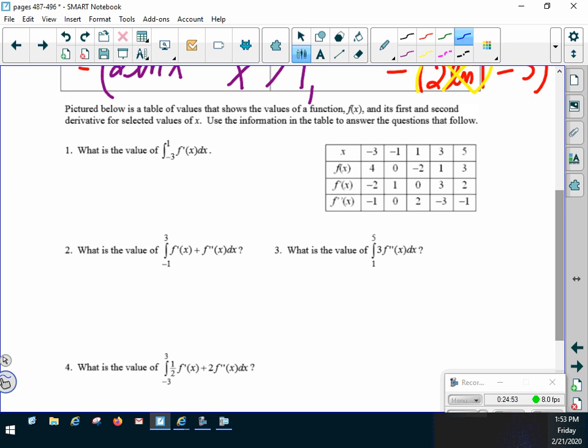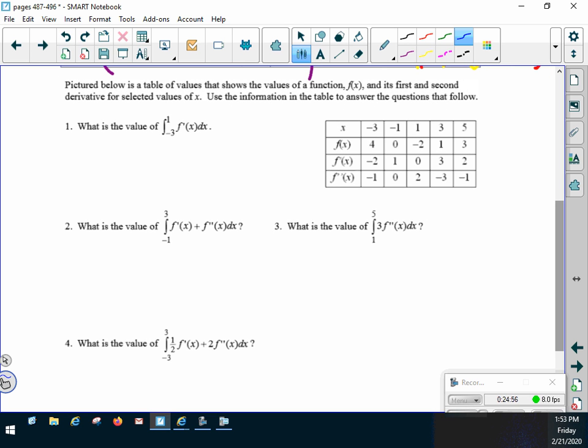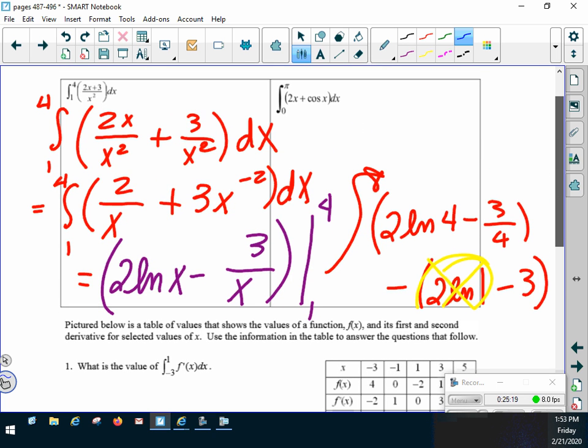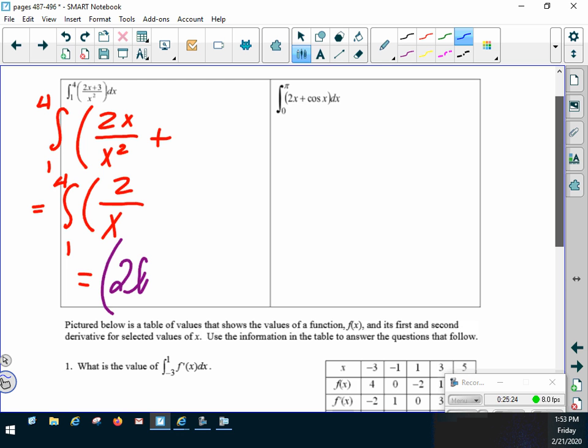Now we're going to go at this from a table. Pictured below is a table of values that shows the values of f, f prime, and f double prime for selected values of x. Use the information in the table to answer the questions. Did I skip one? Well, snap. Yeah, I guess we better. I forgot one. Yeah, we can't leave out the trig one, can we?